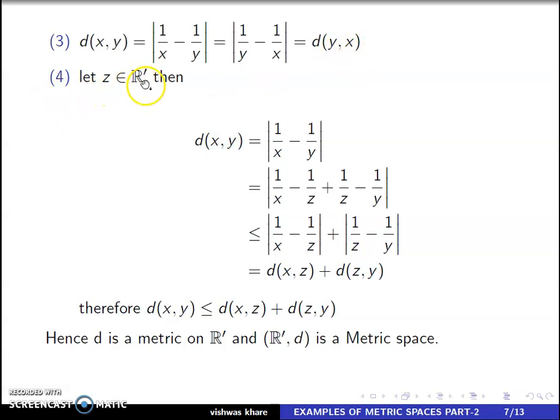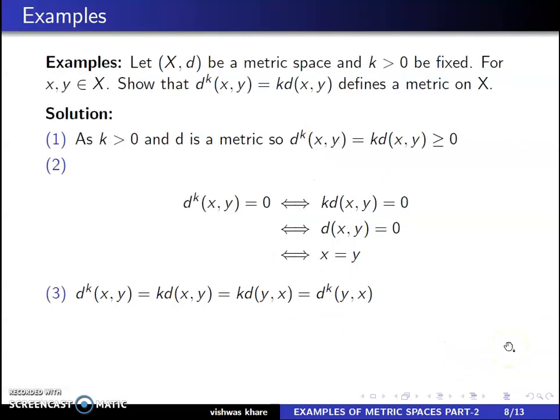Now fourth, let z belong to R'. Then d(x,y) is, by definition, |1/x − 1/y|, which is the same as |1/x − 1/z + 1/z − 1/y|. But by the triangle inequality, this quantity is less than or equal to |1/x − 1/z| + |1/z − 1/y|, which by definition is d(x,z) + d(z,y). So we got d(x,y) ≤ d(x,z) + d(z,y), and so all the properties are satisfied. So d is a metric on R' and (R', d) is a metric space.